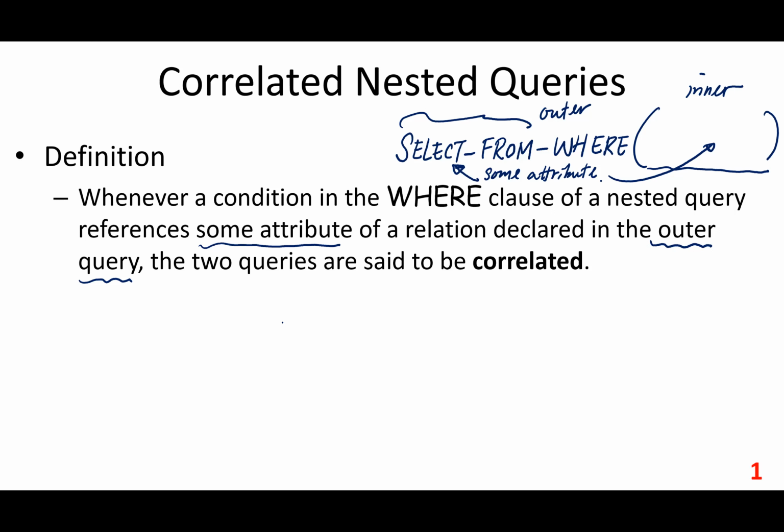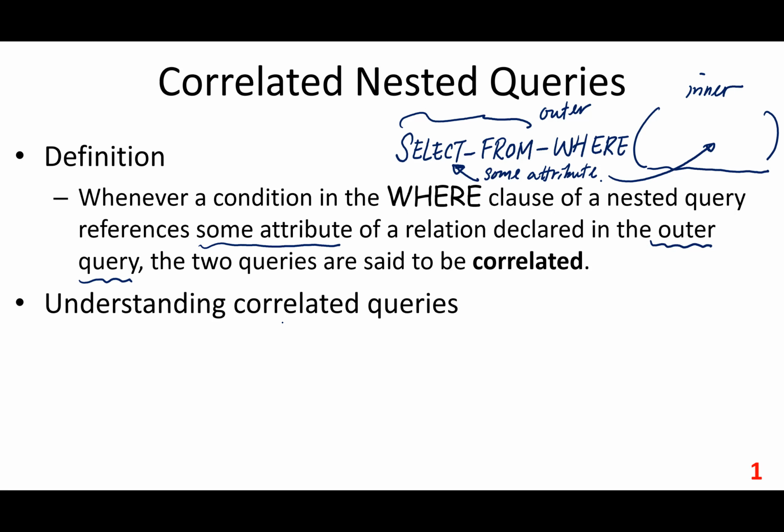That's the definition. Because in some cases, in the inner query, we may not refer to any attribute in the outer query. Sometimes we have that kind of situation. But we also need to consider the situation where in the inner query we may need to reference some of the attributes in the outer query. That's quite common, so we need to consider this type.